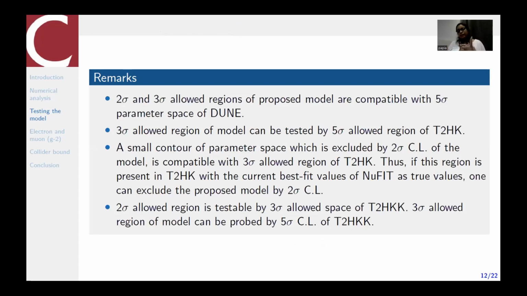So I have written here a small contour of parameter space which is excluded by the 2 sigma confidence level of the model and is very much compatible with the 3 sigma allowed range of T2HK. Thus, if this type of region is present in T2HK, then our model can be excluded at 2 sigma confidence level with the help of T2HK at 5 sigma confidence level. And for T2HKK, similarly, the 2 sigma allowed region is testable by the 3 sigma allowed parameter space of T2HKK, and the 3 sigma allowed region of the model can be probed by the 5 sigma confidence level of T2HKK.